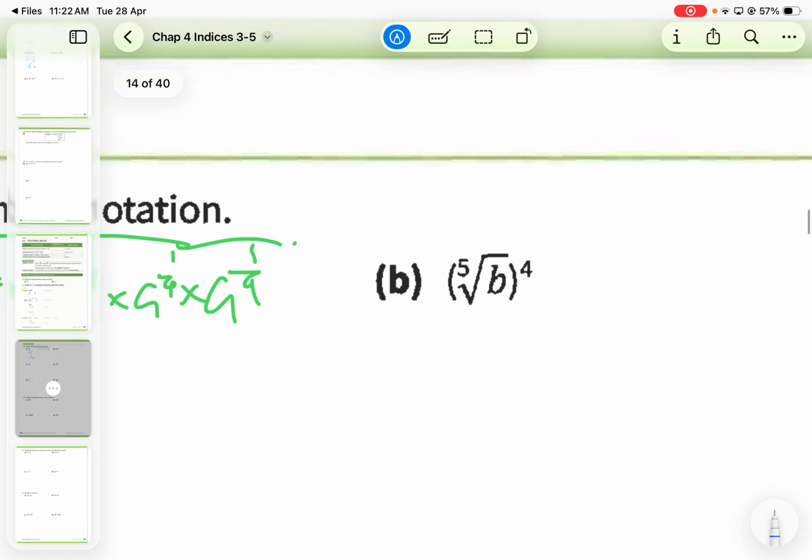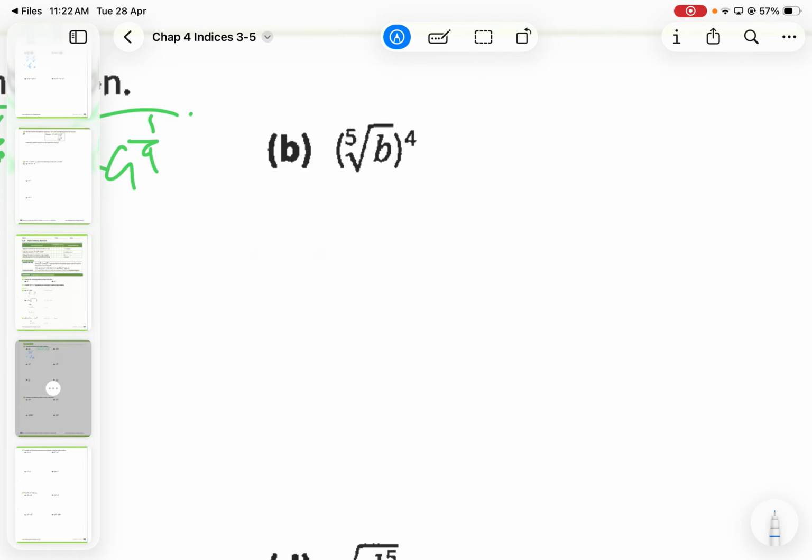Okay, let us take a look again. It may look complicated at first, but if we break it down, go into the basic, what is actually happening? There is a bracket. This bracket is to the power of 4. Then when I look inside the bracket, what is inside the bracket? There is a fifth root of B. So the bracket is being to the power of 4. But what is inside the bracket? Fifth root of B. So we can do things step by step.